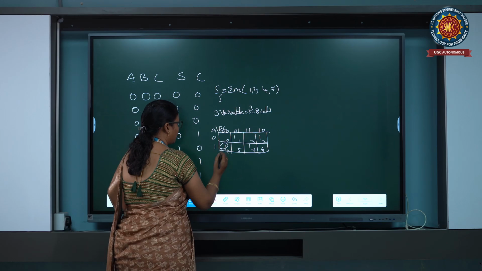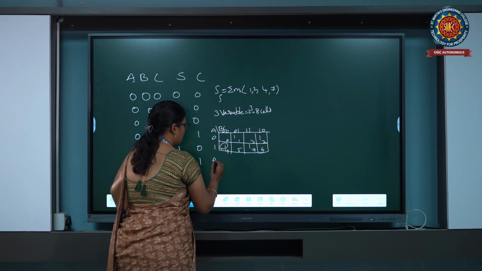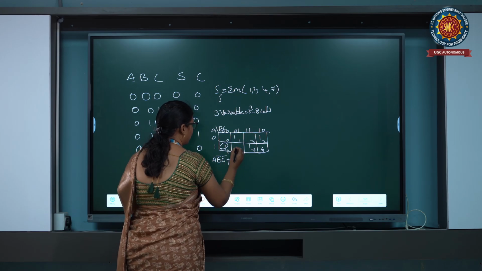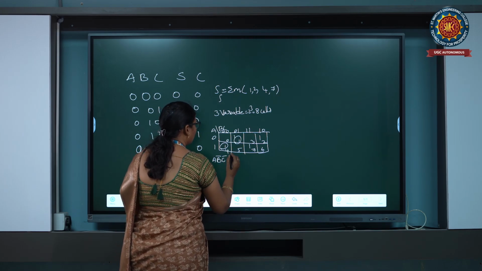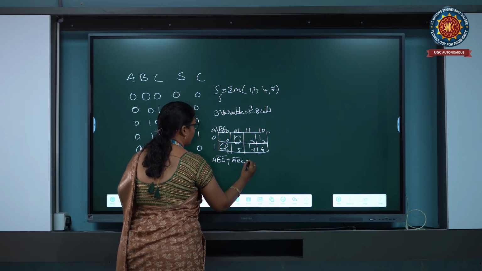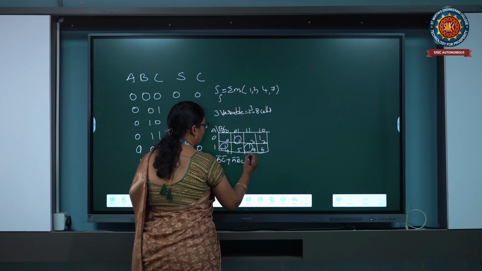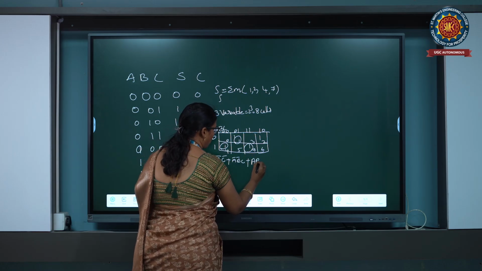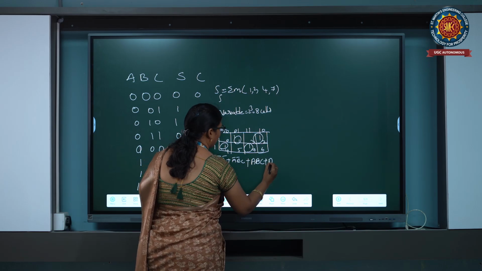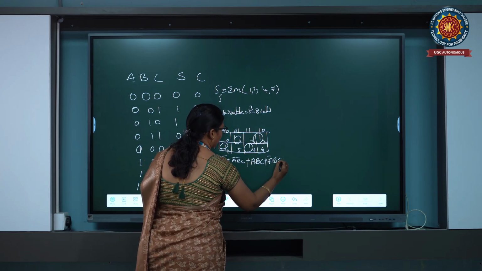If we consider this one, the expression we got is A, B bar, C bar. Next one, we have A bar, B bar, C. And if we consider this one, the expression we got is A, B, C. And if we consider this one, A bar, B, C bar.